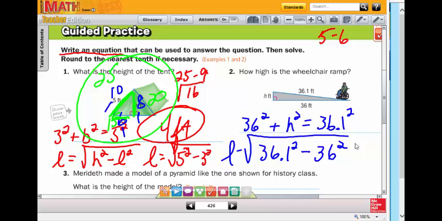And whether you do it this way or this way, you're going to end up with problem number 2 with a solution of 2.7 feet. Remember, our unit is feet in this case.